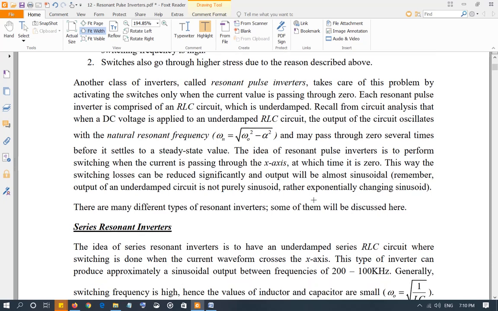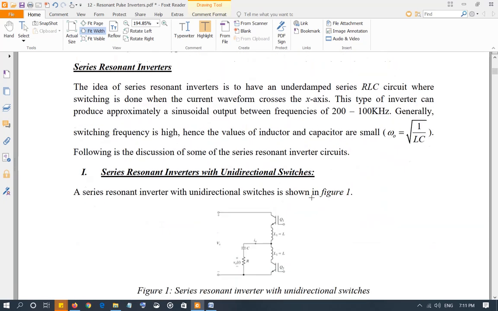So the idea is that we create an RLC circuit, with L, C, and R, such that when we operate the switches, it will create a sinusoidal exponential pulse from this underdamped circuit, and we can capture that pulse in both directions, in the positive direction as well as the negative direction, and from that we can create an inverting circuit, a DC to AC inverter circuit. So that's the basic idea of series resonant inverters, and it's a very commonly used circuit.